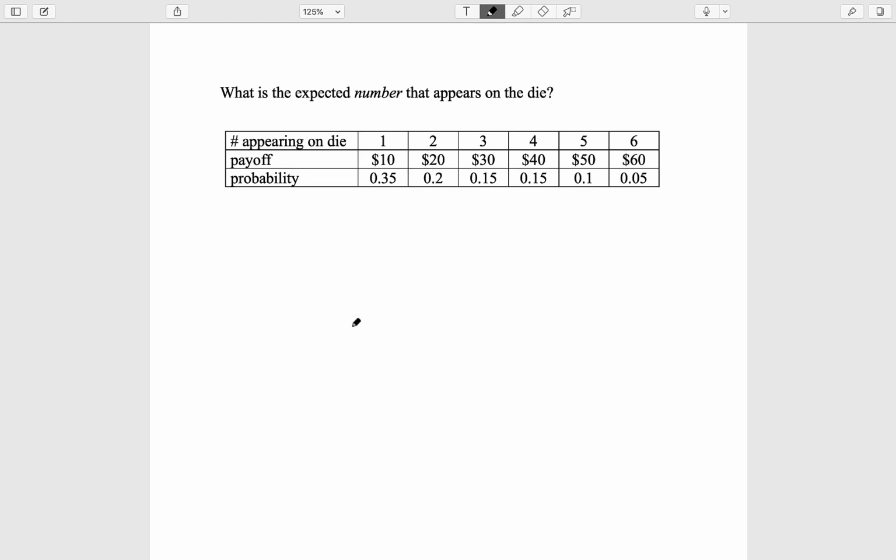Note that we could have been asked to find not the expected payoff, but rather the expected number that appears on the die. Of the numbers 1, 2, 3, 4, 5, 6, we could ask, what's the expected number? What's the long-term average number that appears when you roll this unfair die many times? Then we'd set up a very similar computation. 1 times 0.35 plus 2 rather than 20 times 0.2 plus 3 rather than 30 times 0.15, etc. 4 times 0.15 plus 5 times 0.1 plus 6 times 0.05, and that will equal 2.6.